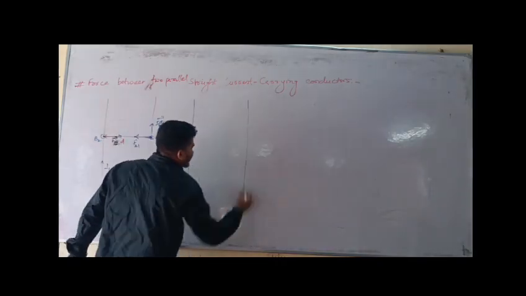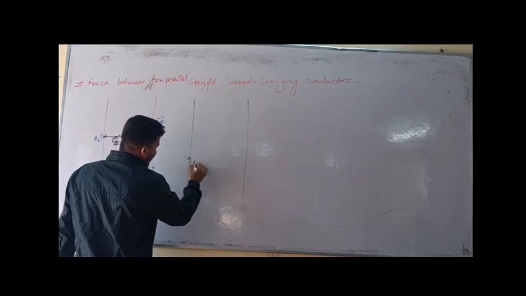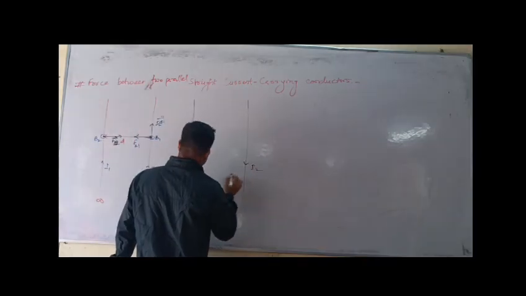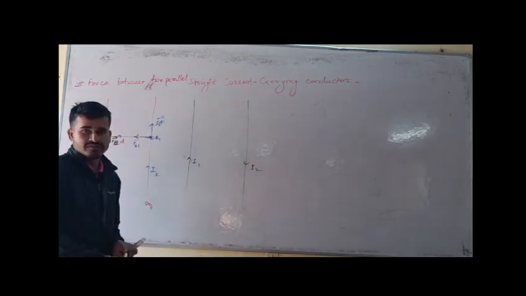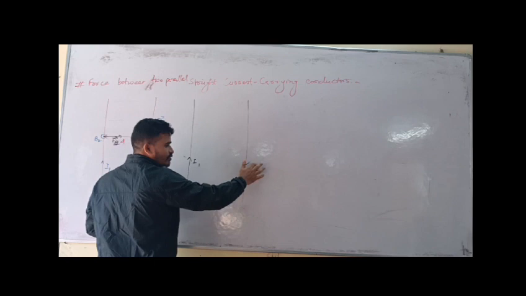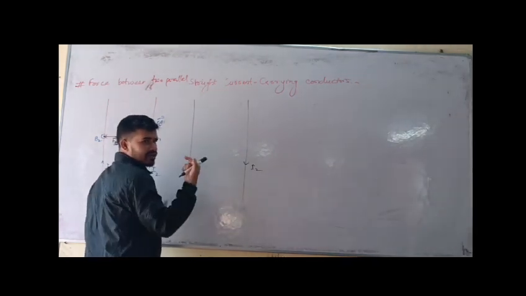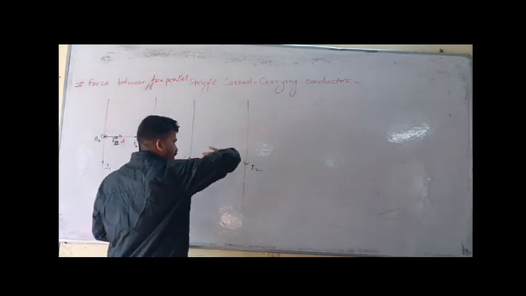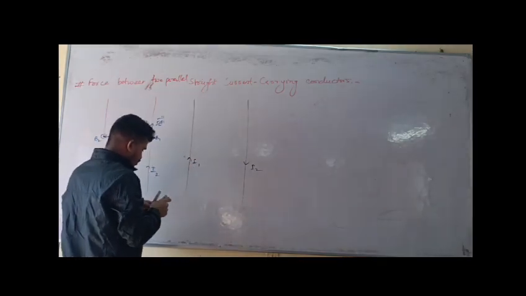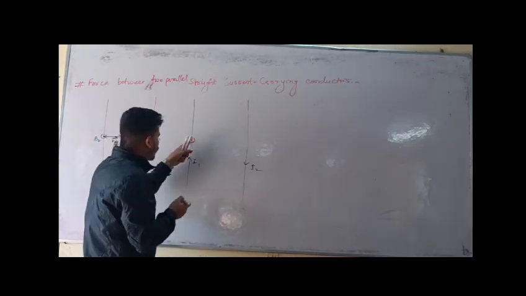These are two wires, right? One has current in the upward direction, the other in the downward direction. Now, the magnetic field due to this wire on the other wire is inward, meaning into the plane. Clear? Now, what will be the force on this wire?